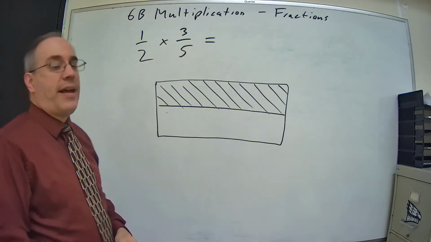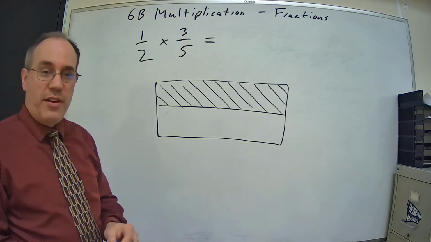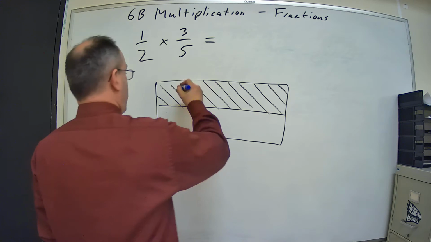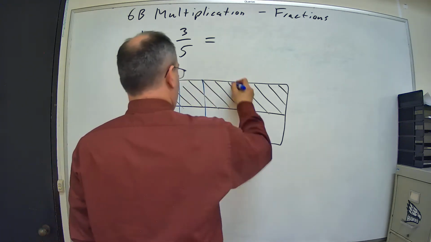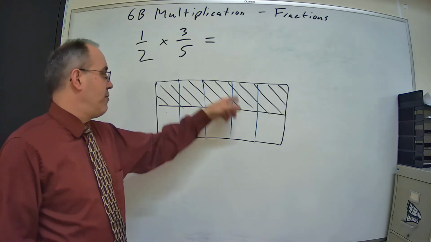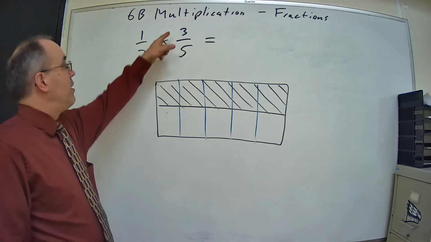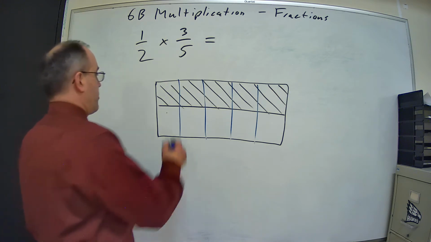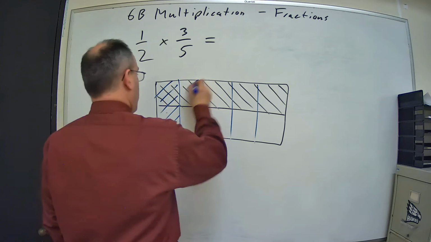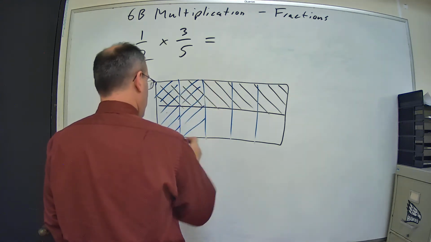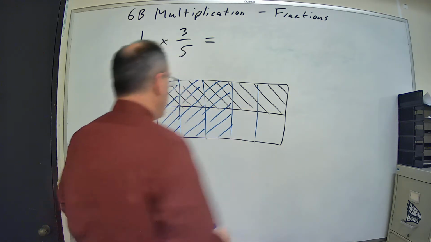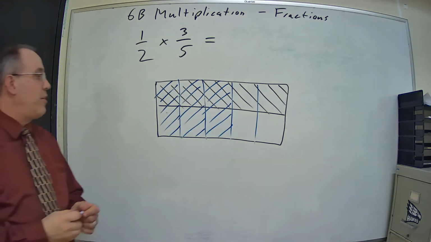I want to multiply that by 3/5. So what I'm going to do is I'm going to break this into 5 pieces the other way. 1, 2, 3, 4, 5, right? 3/5. So I'm going to color in 3/5 of those. 1, 2, 3, right? So there's 3/5 of those colored in.